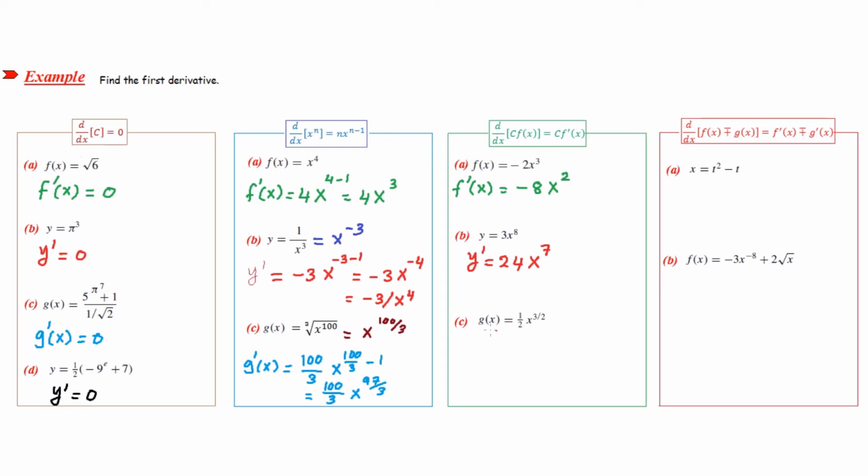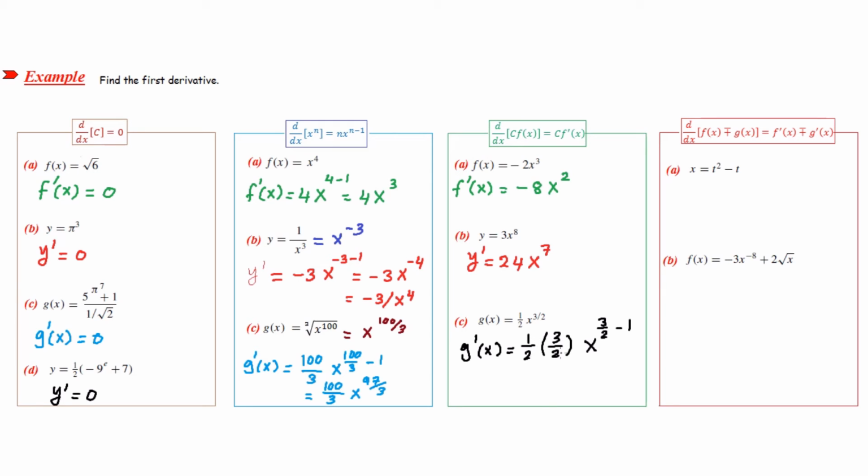And in part C, we have g of x equals 1 over 2 x to the power 3 over 2. And if you want to find the derivative g prime of x, this is equal to 1 over 2. This is a constant. You have to put it down, multiply by the power 3 over 2, x to the power 3 over 2 minus 1.